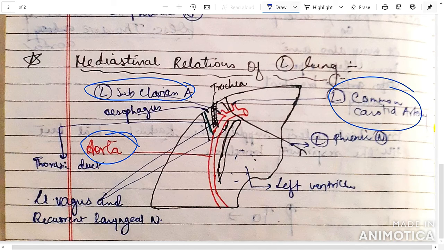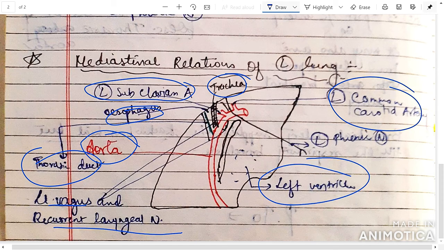Now what I can see is the trachea over here also, the esophagus over here also. The trachea and esophagus are common. Then we can see the thoracic duct also, and this is understood. Here on the left, if there was the right vagus, now here will be the left vagus and recurrent laryngeal nerve, and here we can see the left ventricle. Okay, and this is the left phrenic nerve. There was the right phrenic nerve and right vagus. Here it is the left phrenic nerve and left vagus and recurrent laryngeal nerve.